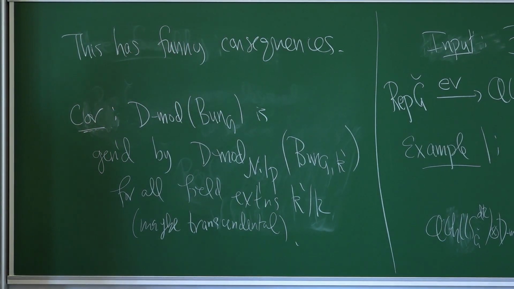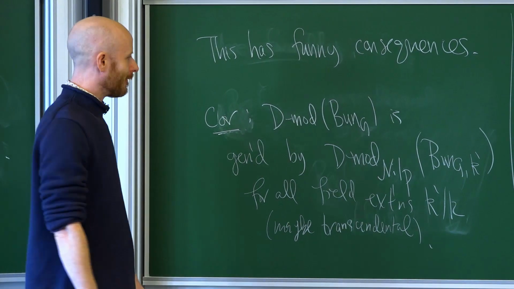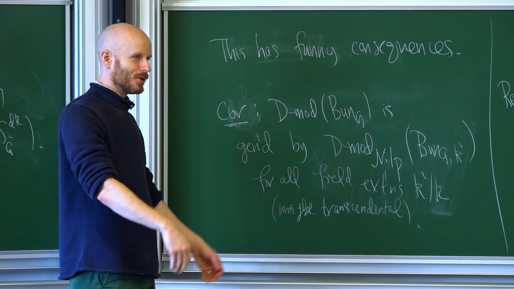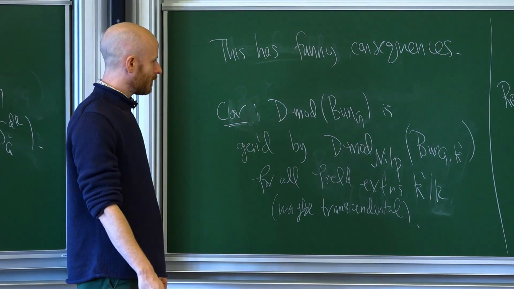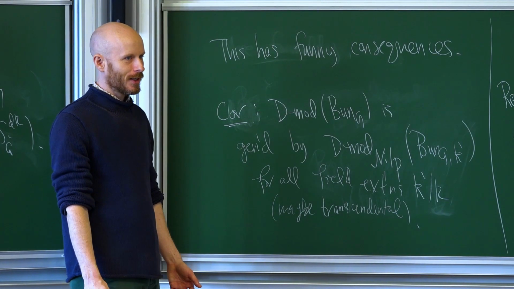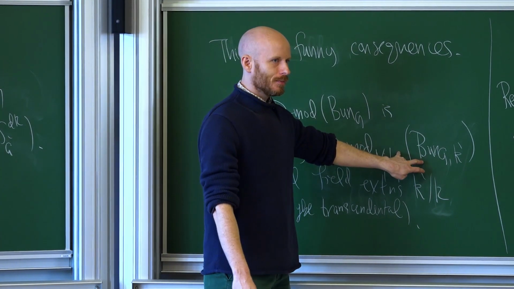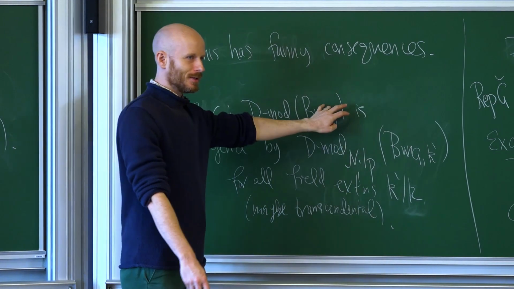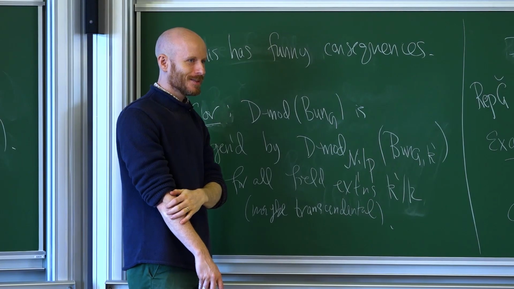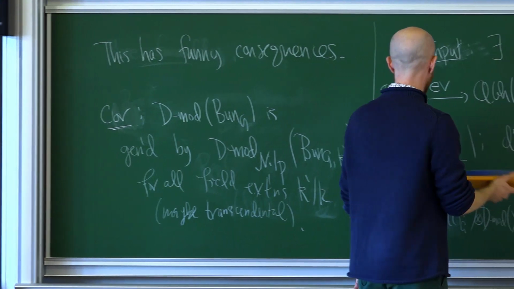Are you going to explain how this statement makes sense, how it parses? Well, first, what's a D module? It's something like a module over the Weyl algebra. If you have a module over the Weyl algebra for C, you can restrict it to a module for the Weyl algebra over Q. So there is a restriction functor from D modules on Bun-G K prime to D modules on Bun-G. Does it make sense? Well, I guess so. Yeah.